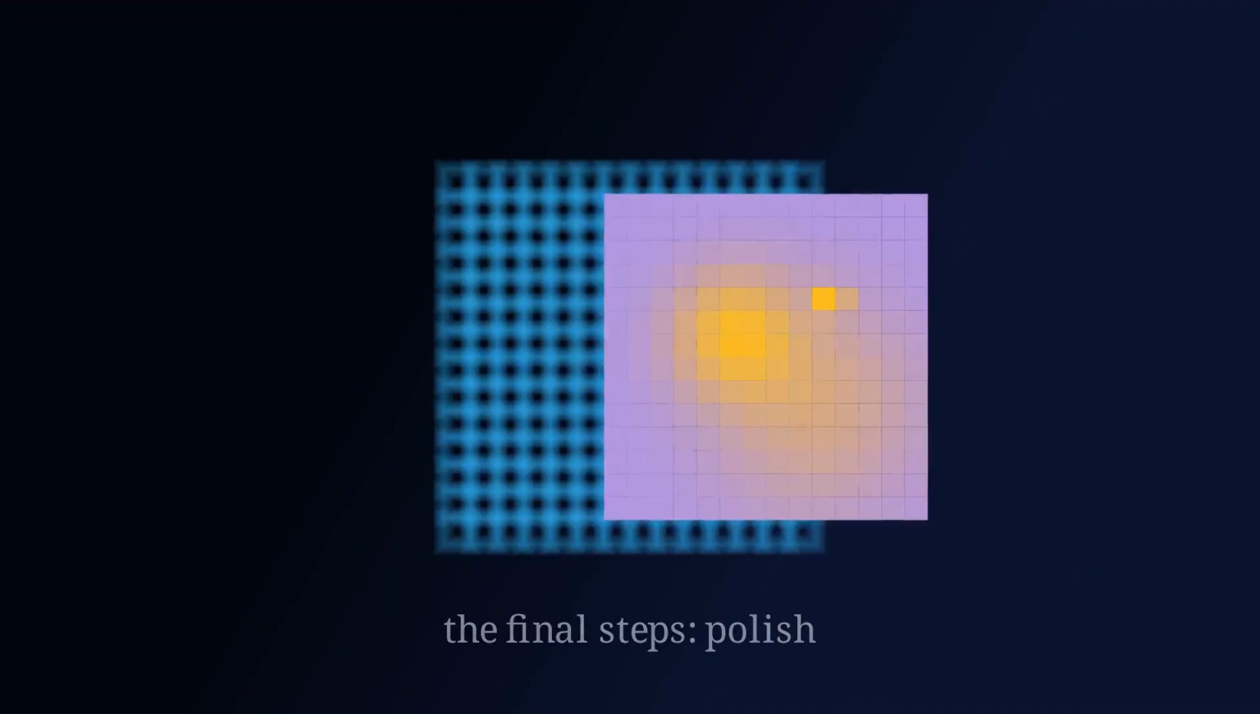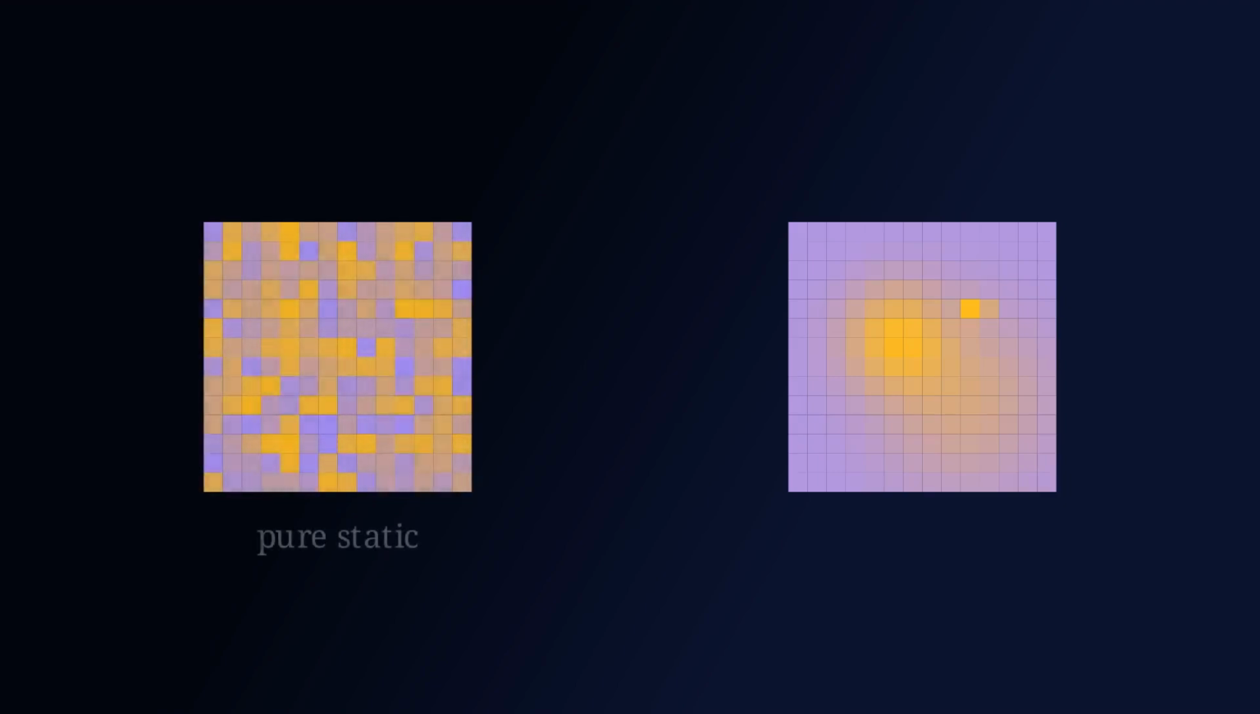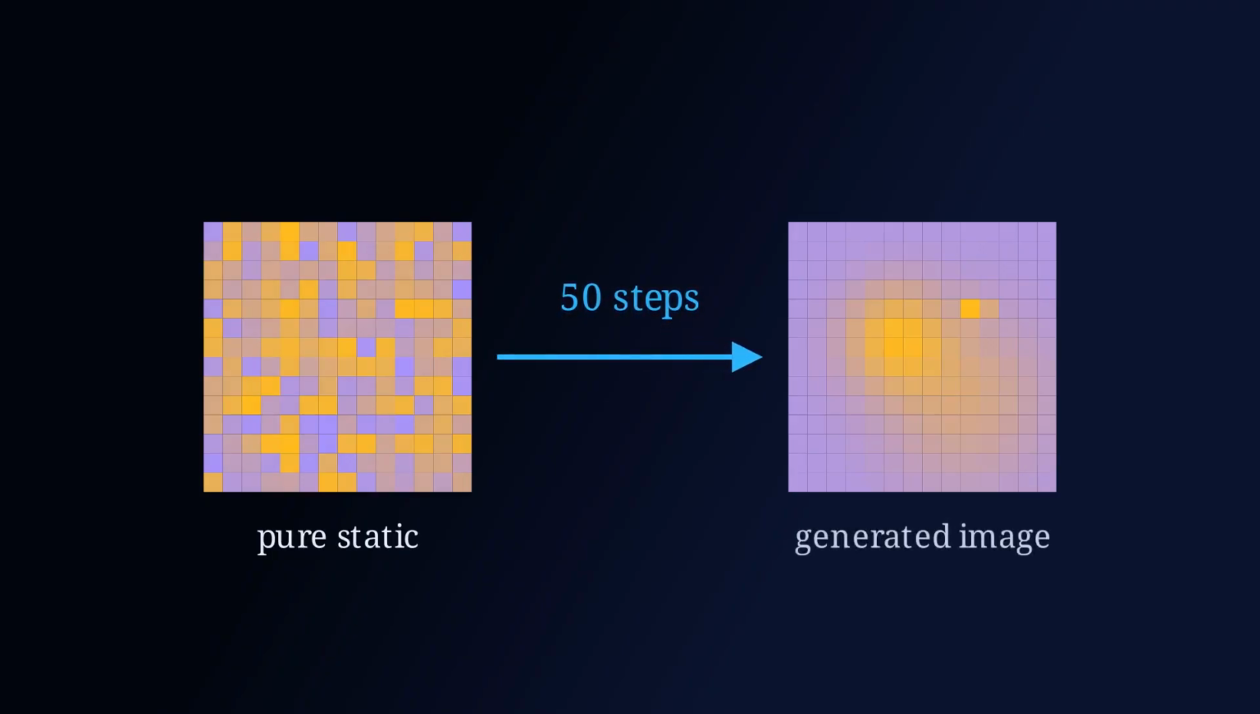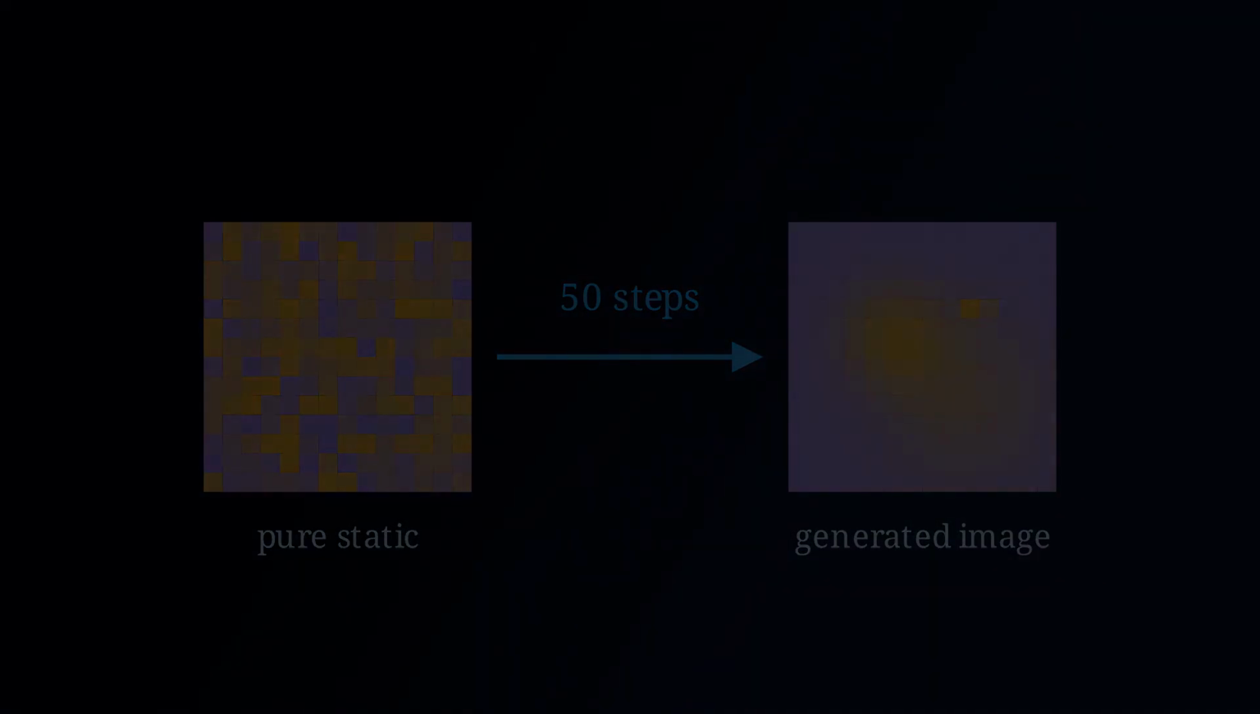From a frame of meaningless static, after 50 patient steps of predict and subtract, a coherent image has emerged, an image the network was never explicitly shown, assembled entirely from its learned sense of what noise looks like. Let's pause and ask the deeper question. Why on earth does subtracting predicted noise over and over produce something meaningful? What is really happening in each of those little steps?